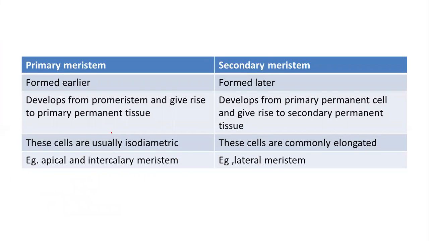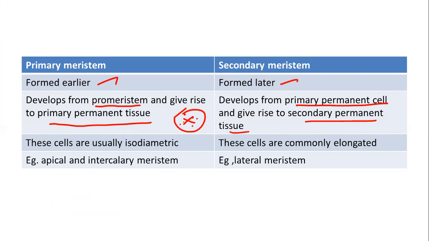When we talk about differences, first, primary meristem is formed earlier, whereas secondary meristem is formed later. The primary meristem develops from a promeristem and gives rise to primary permanent tissue, whereas the secondary meristem develops from primary permanent cells and gives rise to secondary permanent tissue. This point is very important. Most of the time in NEET, statement based questions are asked from this type of point.